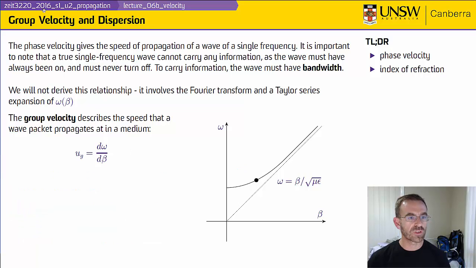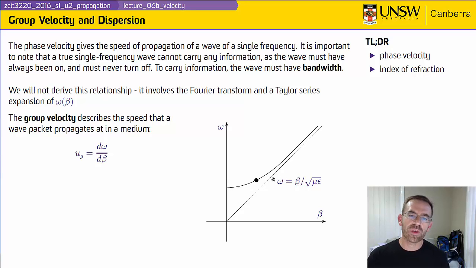For plane waves, we have a relatively simple relationship between omega and beta. We say beta equals omega square root mu epsilon. Okay. So d omega equals beta over the square root of mu epsilon, and d omega d beta equals 1 over the square root of mu epsilon. So for plane wave propagation in lossless media, the group velocity is equal to the phase velocity. But in general, that's not the case.